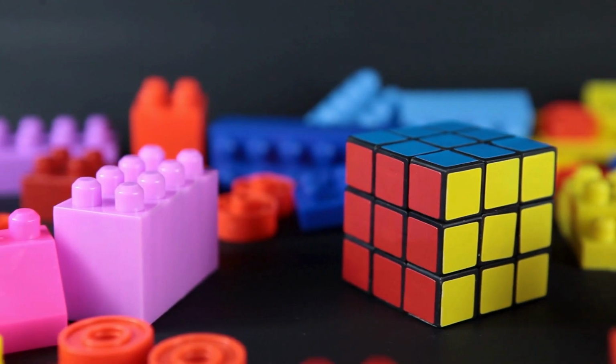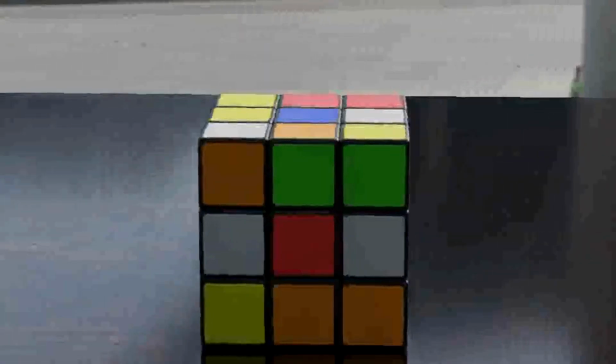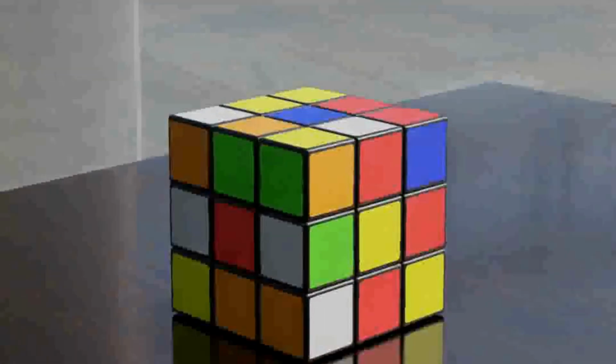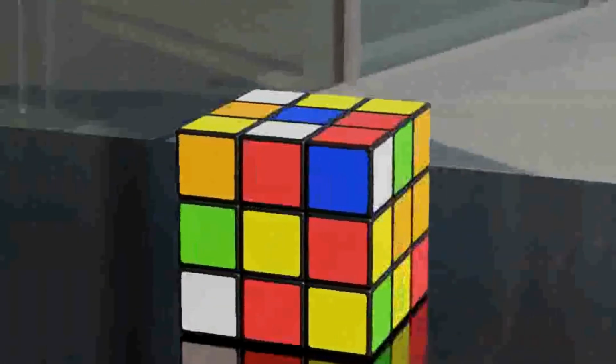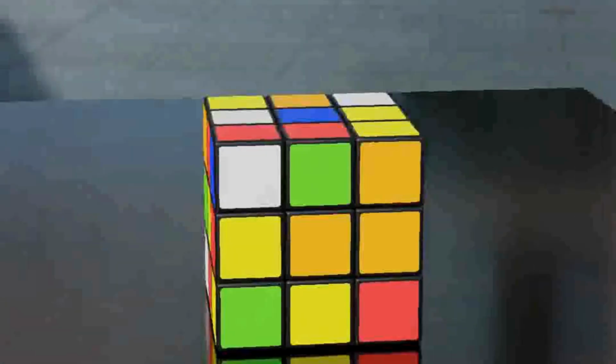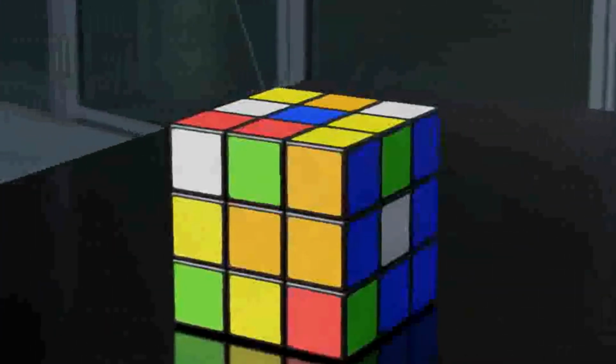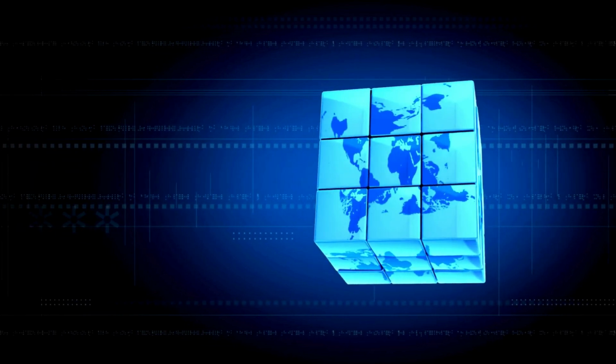It also caters to different learning styles. For our kinesthetic learners, it's a hands-on tactile experience. For visual learners, the colors and patterns are key. And for our logical thinkers, the algorithms and problem solving are a perfect fit.